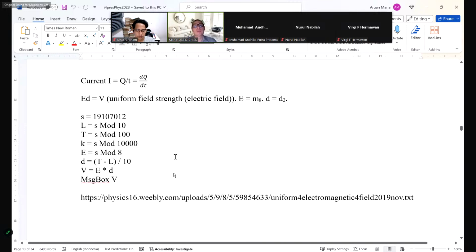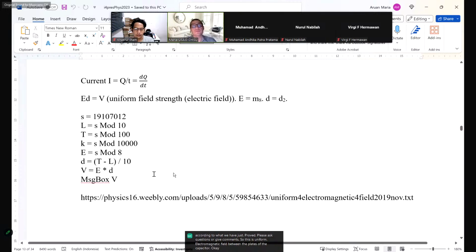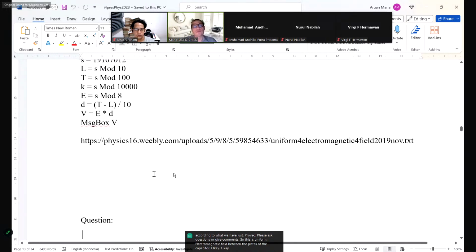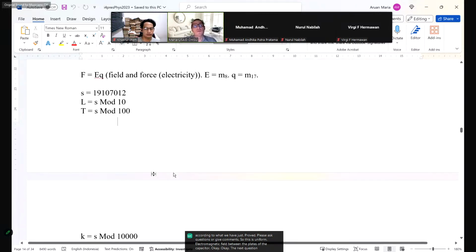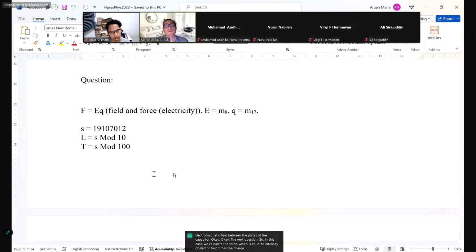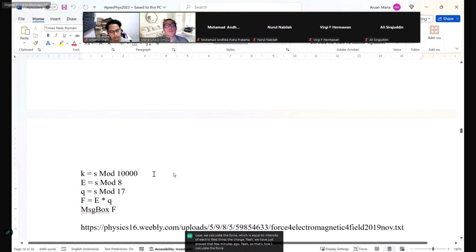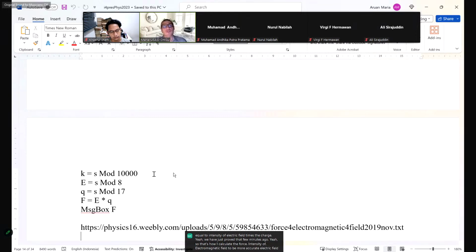So this is uniform electromagnetic field between the plates of the capacitor. The next question. In this case, we calculate the force, which is equal to intensity of electric field times the charge. We have just proved that a few minutes ago. So that's how we calculate the force: intensity of electromagnetic field, to be more accurate, electric field times the charge.